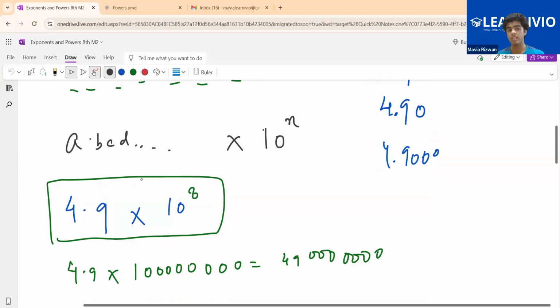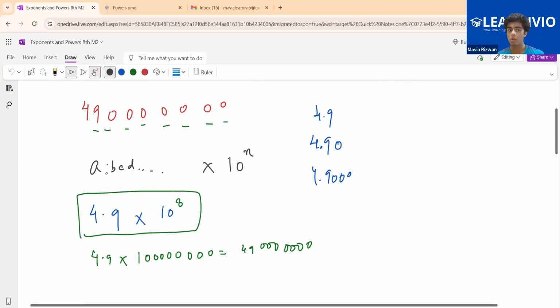Now how can I write this? I'll write 4.9, and I won't write the zeros after this because zeros after the point do not carry any value. Then I'll write into 10 raised to the power. Now I put the point before the 9, so I'll count the number of places after the point where I put it. This is 1 2 3 4 5 6 7 8. So I will write 10 raised to the power 8.